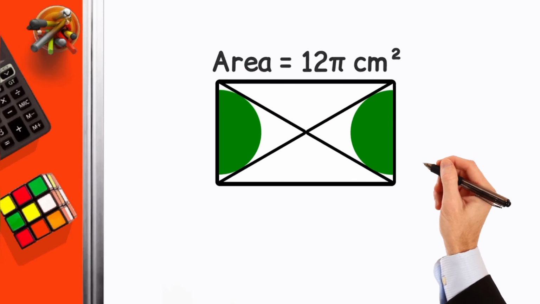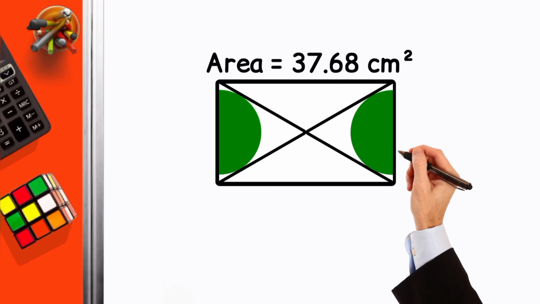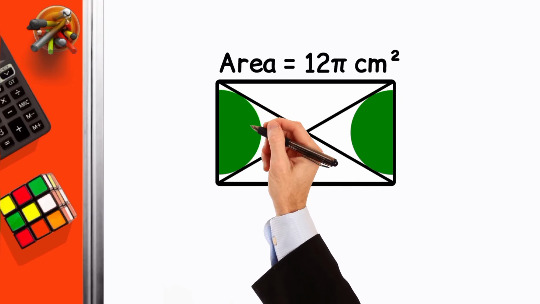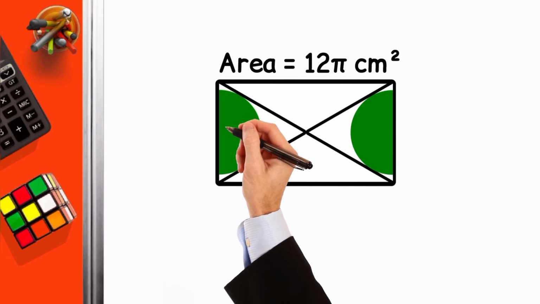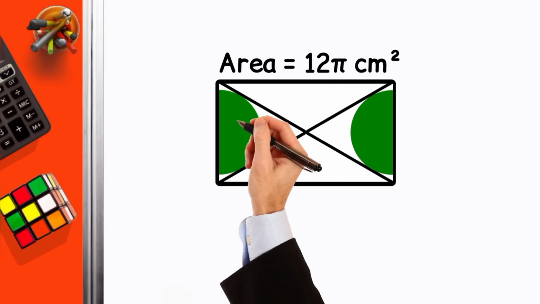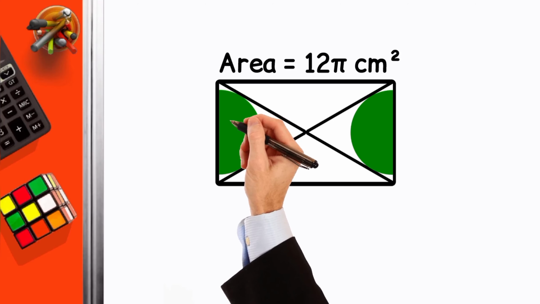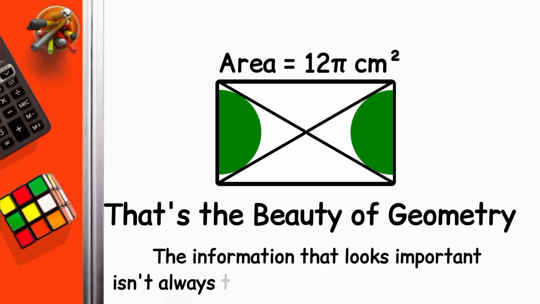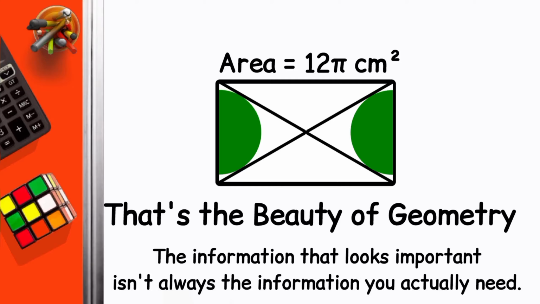And that's it. Notice something interesting. We never needed the rectangle's diagonal. The only things we really needed were the properties of an equilateral triangle, a little trigonometry, and the area formula for a circle. That's the beauty of geometry. The information that looks important isn't always the information you actually need.